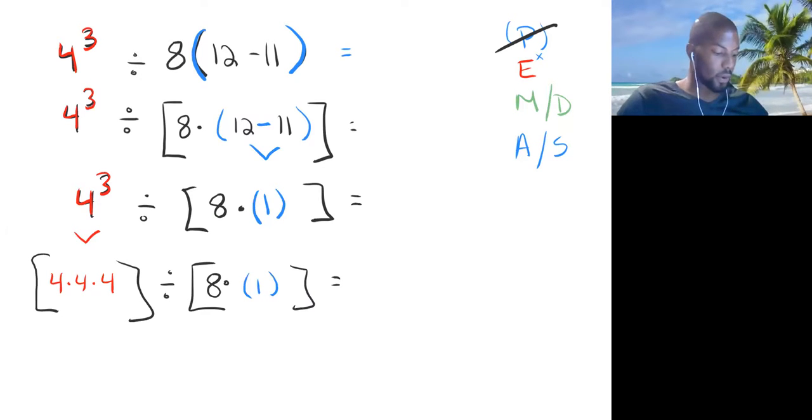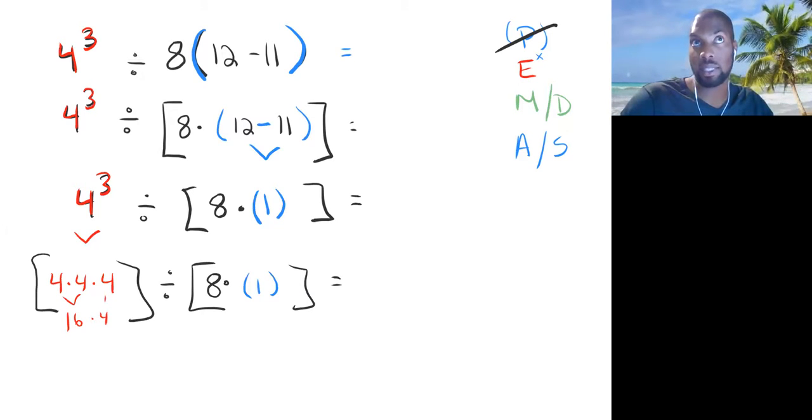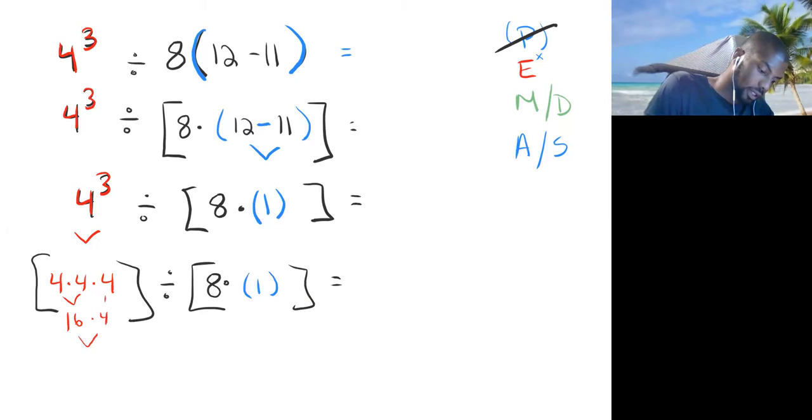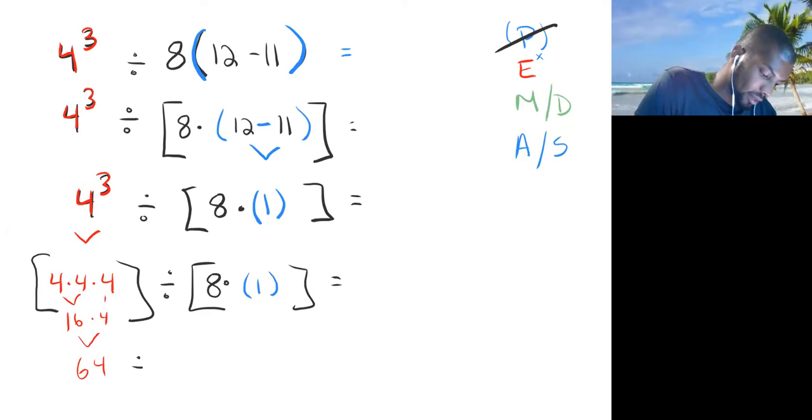All right, so 4 times 4 is 16. 16 times 4 is what? 64. 16 twice is 32. 32 twice is 64. So I have 64 in my brackets here. I can now get rid of the brackets because I already have the answer I needed. So I'm going to rewrite everything. It's going to be 64 divided by brackets 8 times 1.